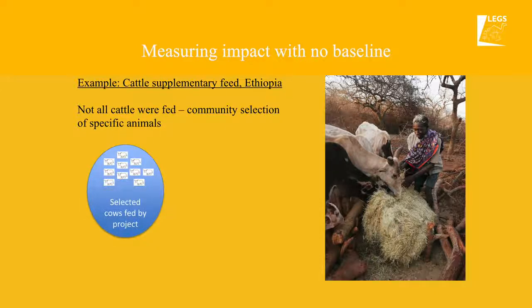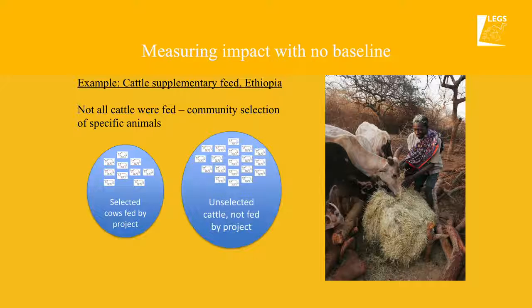So we have a situation where we had a group of cows which received the feed from the project and a group of cattle of various types which didn't get the feed. The impact of the project depends on the difference in mortality between the two groups.